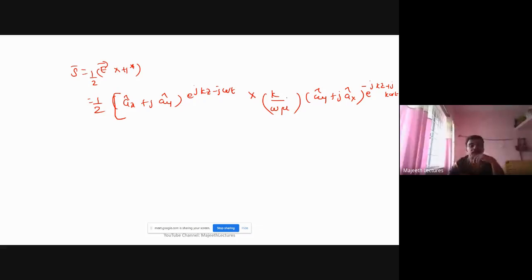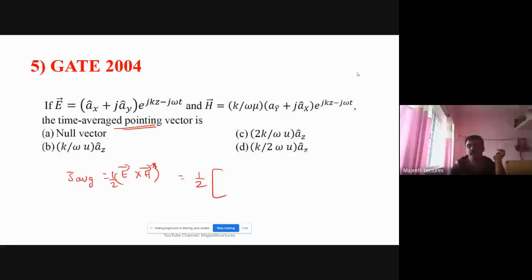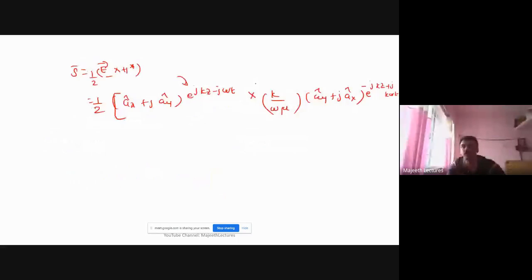Hope you understand why. Because E is direct and H is star, you have to take the conjugate. So plus j means here it is plus jkz, so here it should be minus j. Similarly, you have to take minus here also, that is one more j, H star. Now you take 1 by 2.